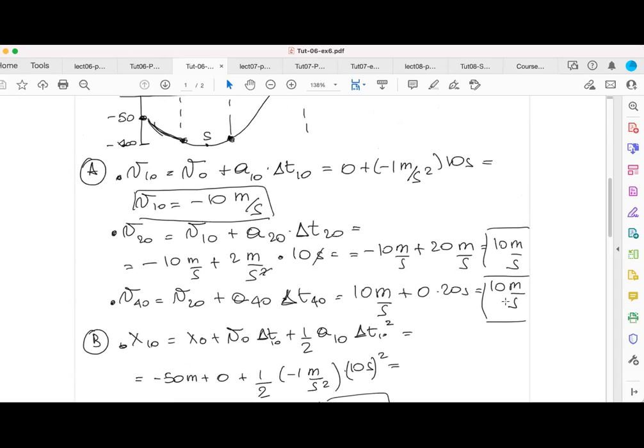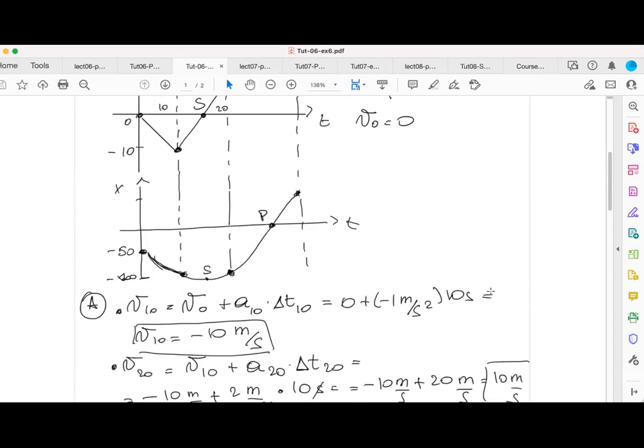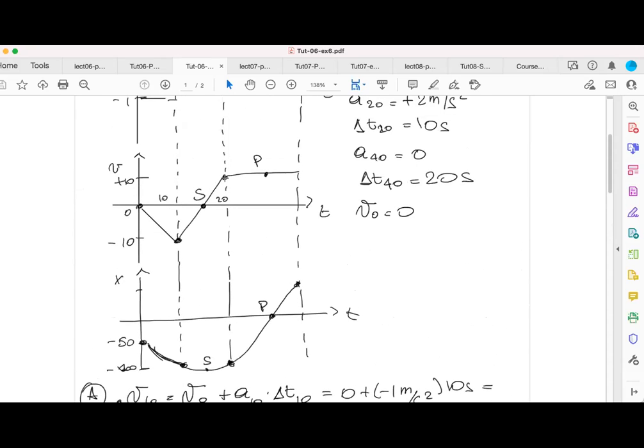Now we calculated that, but could we already know that it was 10 meters per second? Yes, because it says that in this part here the velocity is constant. So at the beginning it is 10 meters per second because we just calculated it before. Here at the end, at 40 seconds, it must be 10 meters per second.